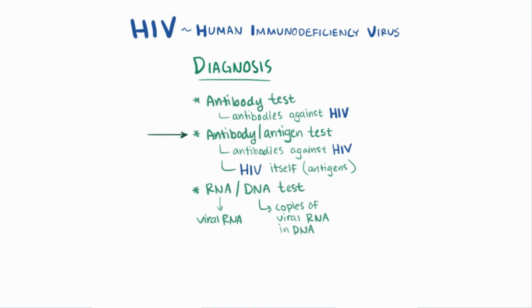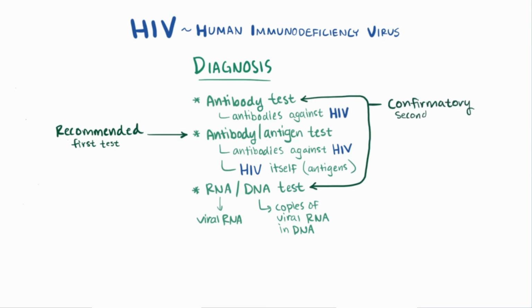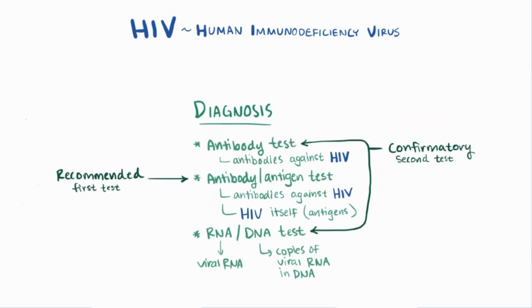For screening purposes, the recommended test is the antibody antigen test, which is better at identifying early infection. It's also recommended, if the first test is positive, to follow it with a confirmatory test that looks for antibody or nucleic acid. There's currently no cure for AIDS.